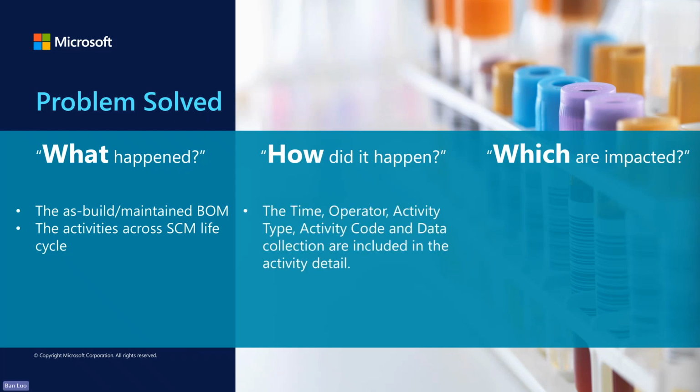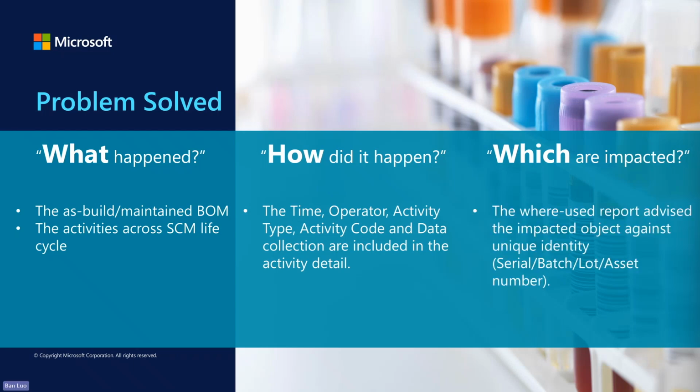For how did it happen, we include multiple dimensions such as business time, activity type, and the code, and data collection in activity detail for clarification. For the last question, we use reports to advise on the impact scope against unique identities, such as serial numbers, batch numbers, lot numbers, and asset numbers.